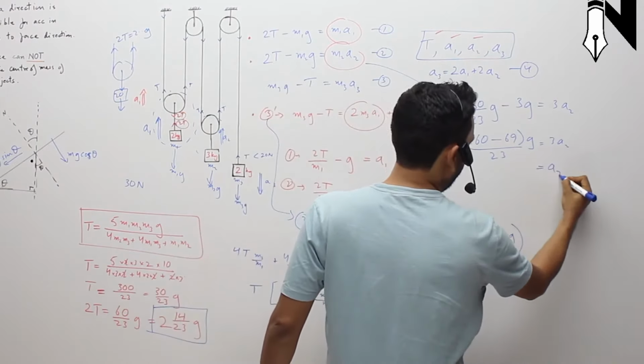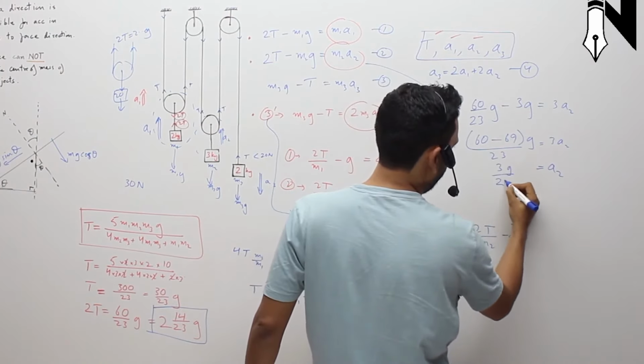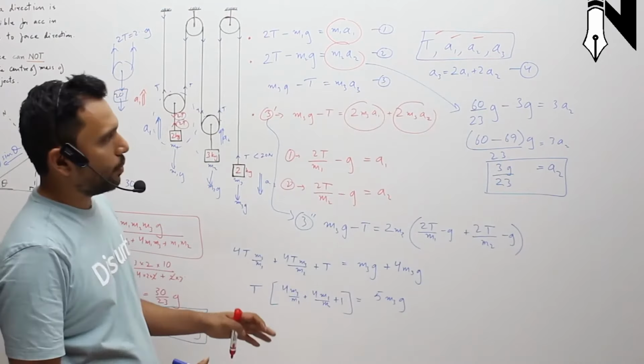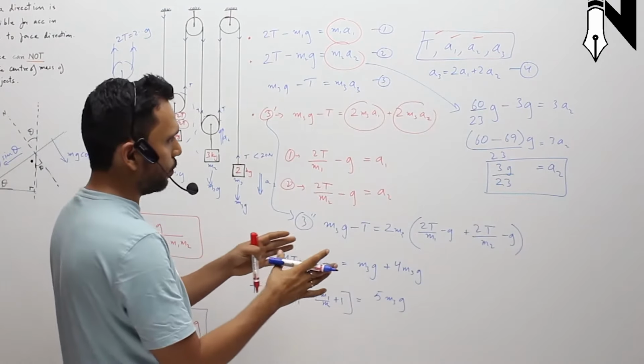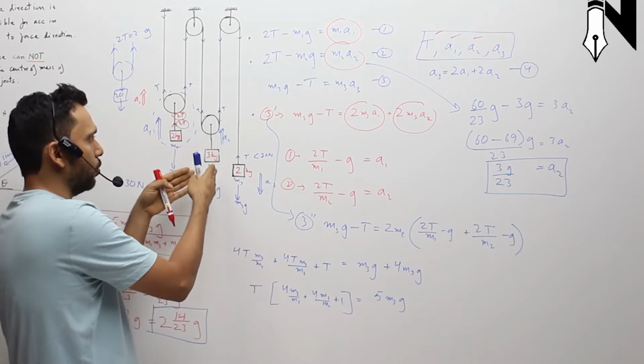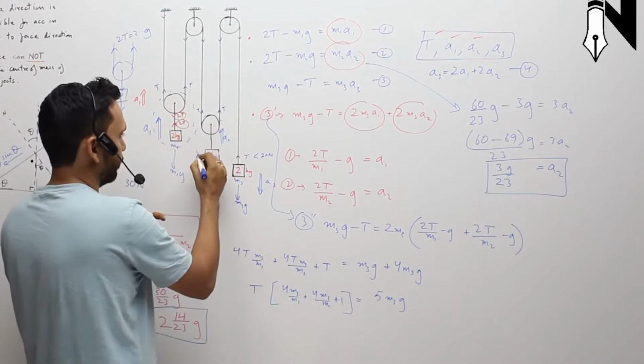So your A2 comes as 3G by 23. A2 is 3G by 23. It is a very small fraction of G. It is going very slowly, but down, because 3G has exceeded the 2T. So it is going down very slowly.